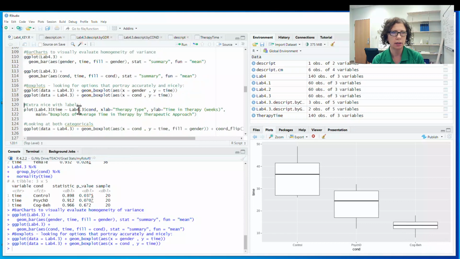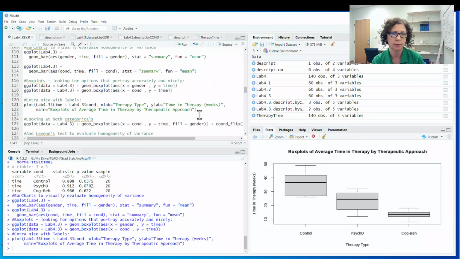And here's another tip for working with graphs in R. You can add labels, like your X-axis label, your Y-axis label. You can add a main title to your figure while you're telling R what to do with that plot. So then it would have prettier labels.